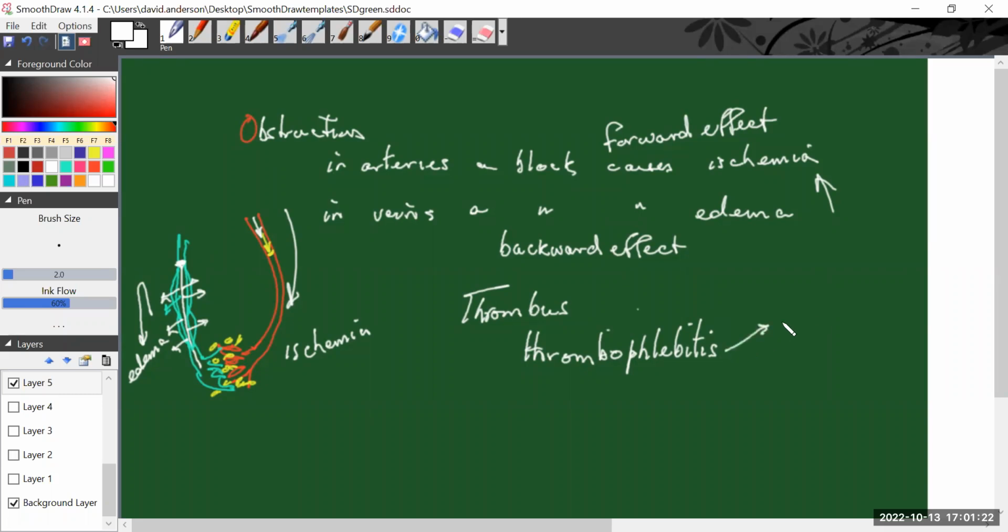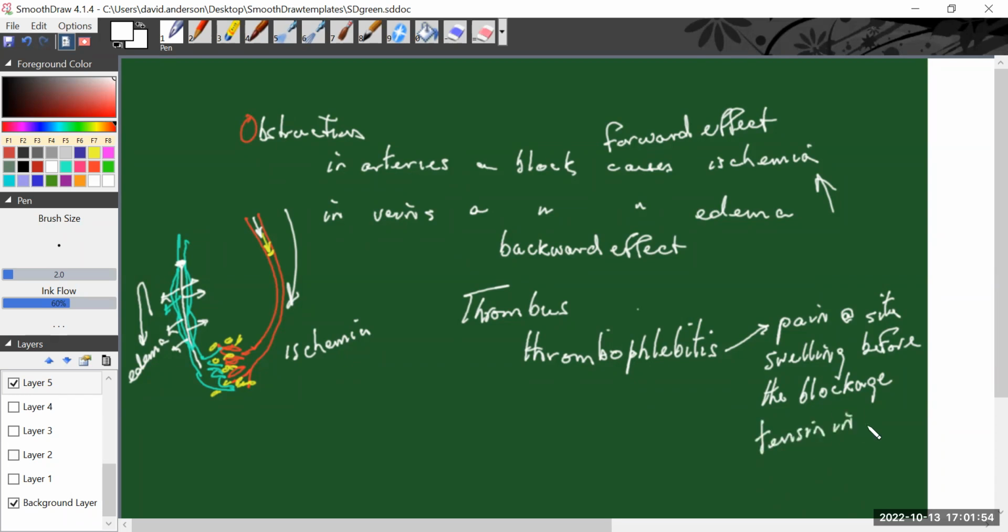And that's going to present itself as pain at the site of the blockage and swelling before the blockage. In other words, that backward effect behind the blockage. Tension in the vein. So if you touch it, it's going to be painful, it's tense.